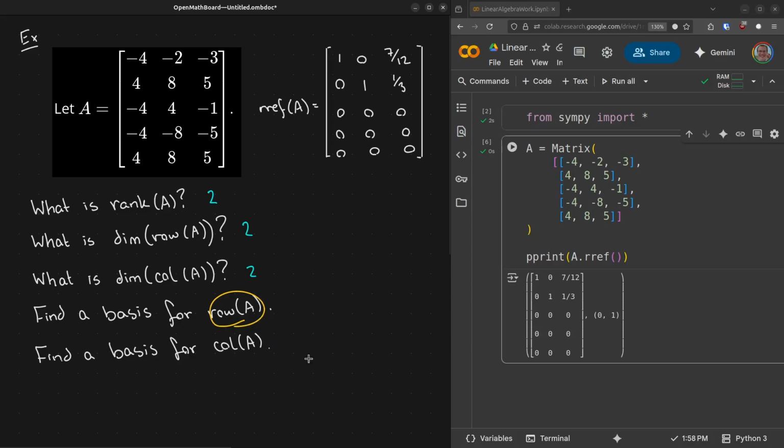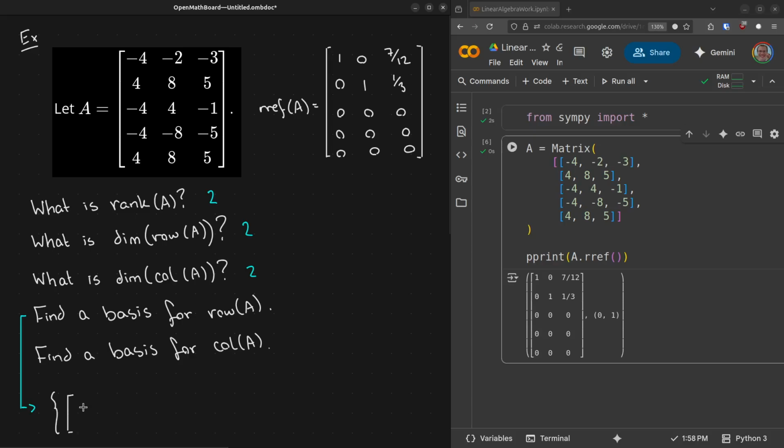Now, to find a basis for the row space, remember when we perform elementary row operations, the row space stays the same. So the row space of A and the row space of the reduced row echelon form of A are the same. And the reduced row echelon form of A is much easier to work with. All non-zero rows in the reduced row echelon form of A are linearly independent. So for the basis of the row space of A, I could just take the non-zero rows of the reduced row echelon form of A.